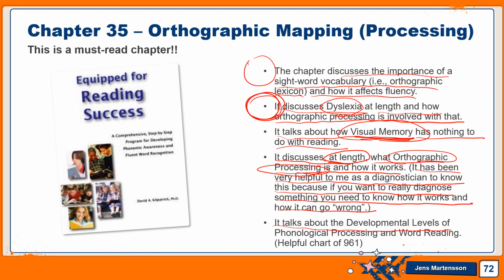It talks about the developmental levels of phonological processing word reading. So there's stages that a child goes through in learning how to read, and most kids go through those stages naturally, okay? But some kids don't.